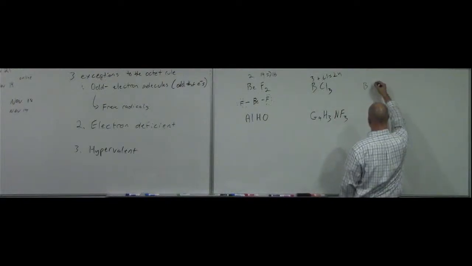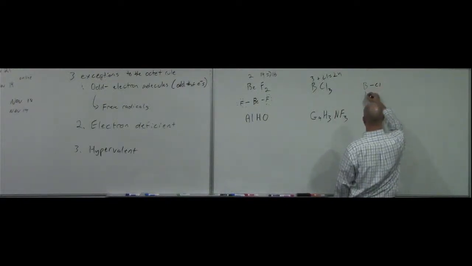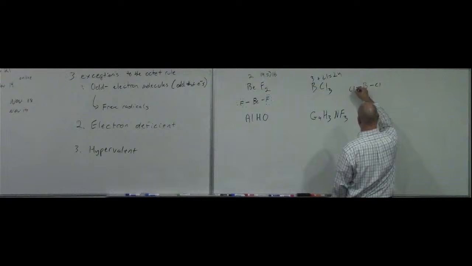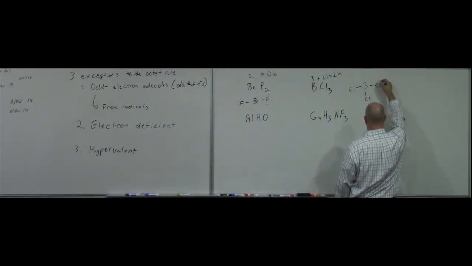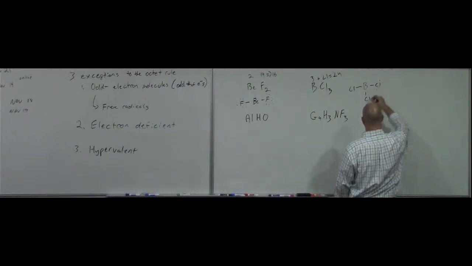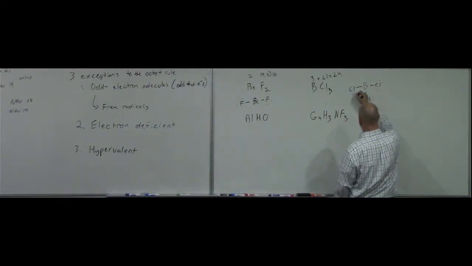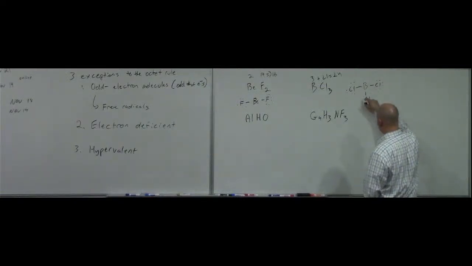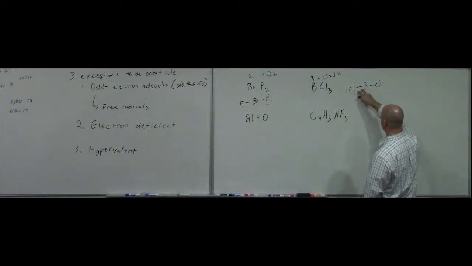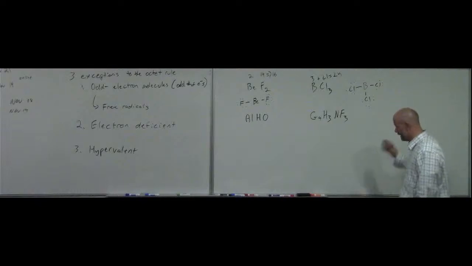So I go boron, and then I've got to get it to 3 chlorines. He only has 3. Here I go 1, 2, 3, 4, 5, 6. Well, it's 2, 4, 6, 8, 10, 12, 14, 16, 18, 20, 22, 24. Okay, good. That's easy.